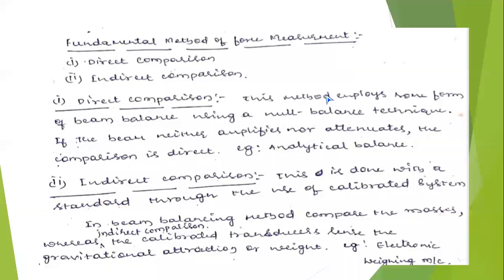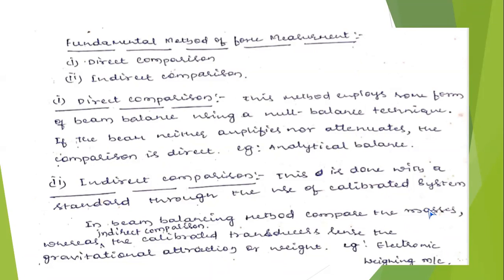Next, come to the point, indirect comparison. Here you have two or three or more translations present in the conversion of the unknown force into a measurable one. So in indirect comparison, there is a translation, and from that you can measure the force. A good example is the electronic weighing machine.